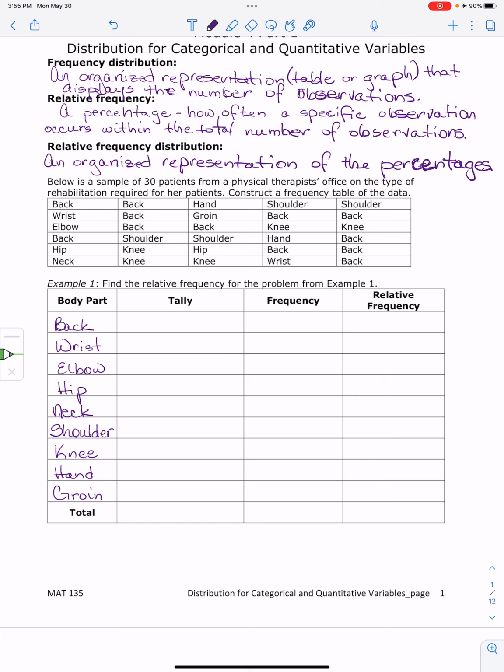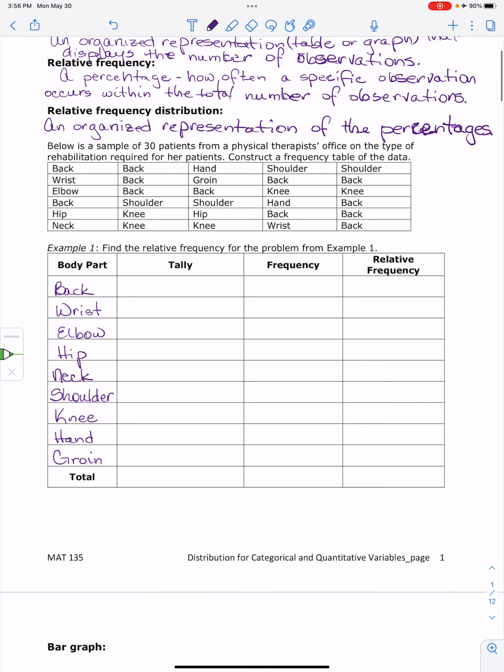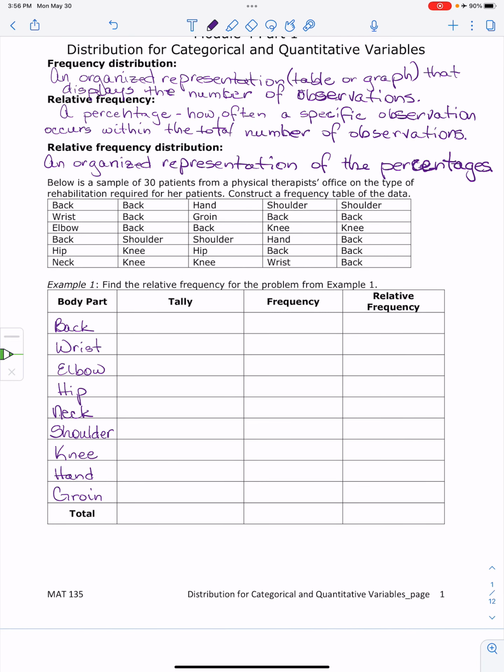Apple Pencil issues, we're going to figure that out. Okay, so we are going to talk about frequencies and relative frequencies with this data we have here. We have a sample of 30 patients. That's important. From a physical therapist's office on the type of rehabilitation required for the patients. So we are going to make a frequency table. We're going to organize the data this way. You see I have already written in the types of injuries so that you didn't have to watch me do that.